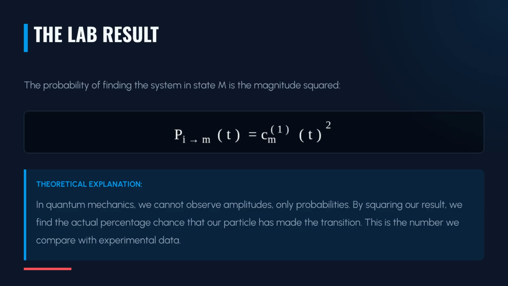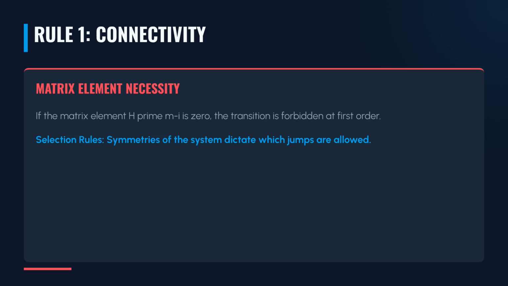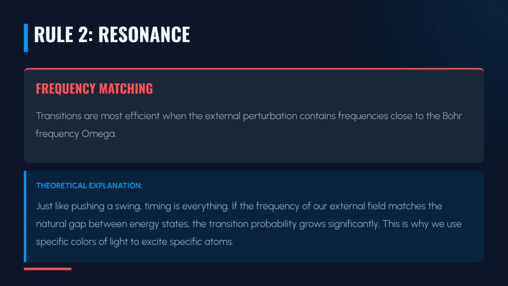The lab result. The probability of finding the system in state m is the magnitude squared of the transition amplitude. This number is what is measured in experiments. Rule 1. Connectivity or matrix element necessity. If the matrix element H'mi is 0, the transition is forbidden at first order. Selection rules based on symmetry dictate which jumps are allowed. Rule 2. Resonance. Transitions are most efficient when the external perturbation frequency matches the natural transition frequency omega mi. This frequency matching is crucial for driving transitions.